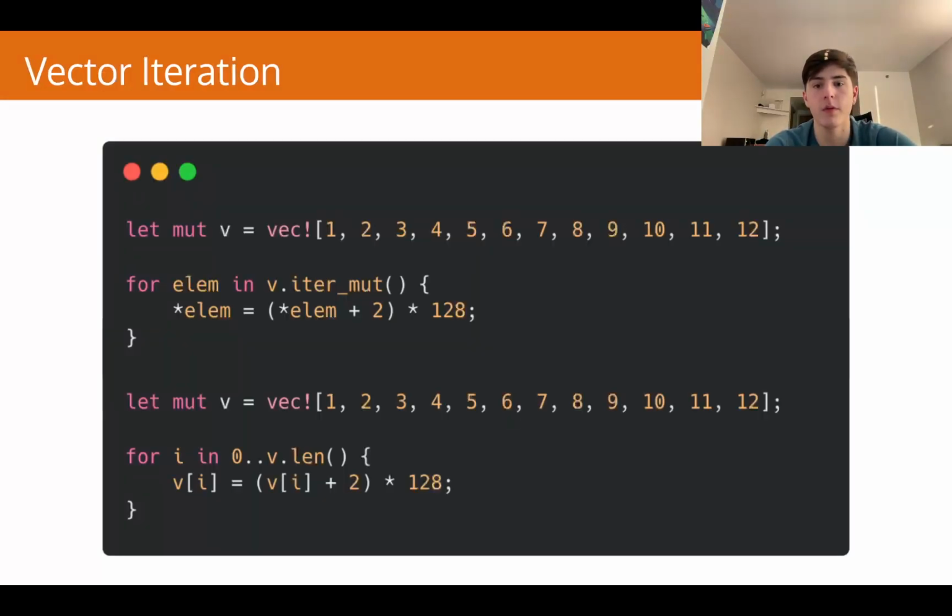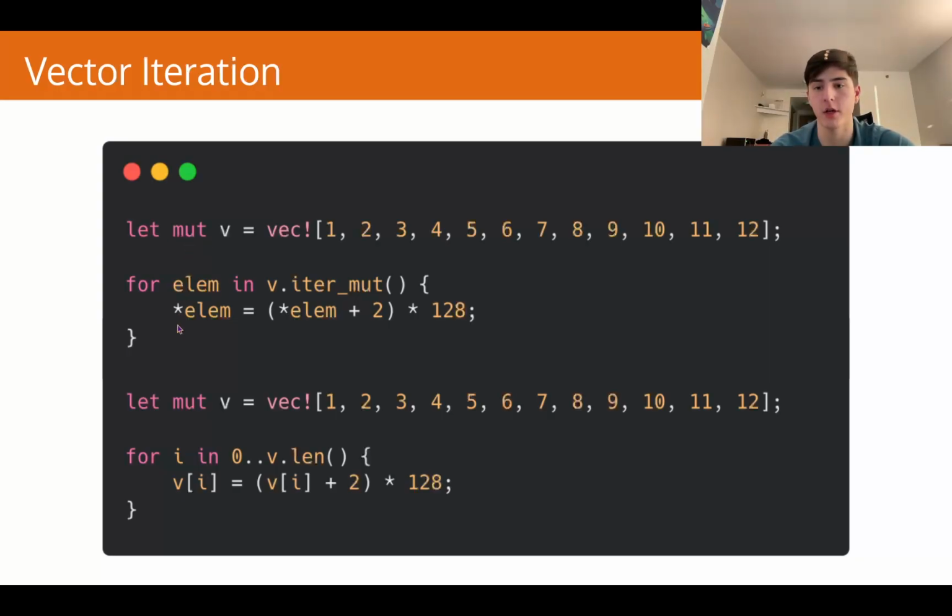So here, we cover an example of vector iteration. So let's say you have a vector here with numbers 1 through 12. To iterate mutably over it, you can use the built-in function v, for the vector, dot iter_mut, which takes a mutable reference to each element in the list. Elem here is of type mutable reference to integer. And we can only do this since the vector itself is mutable.